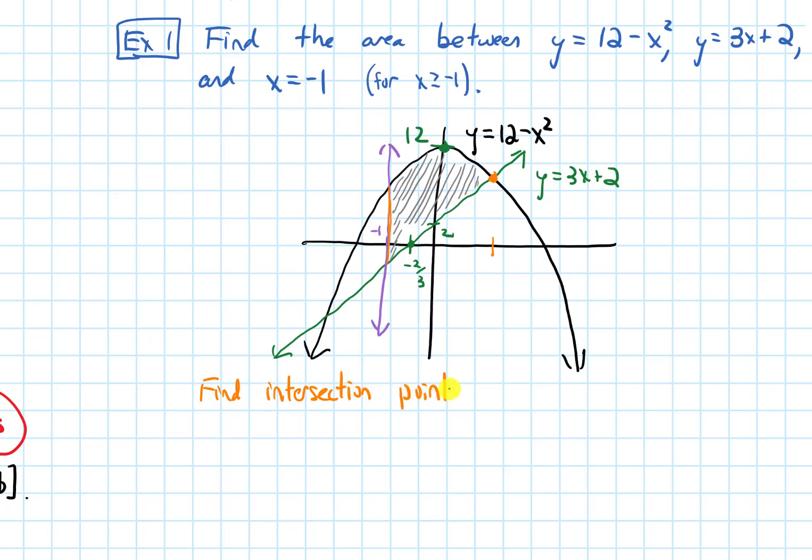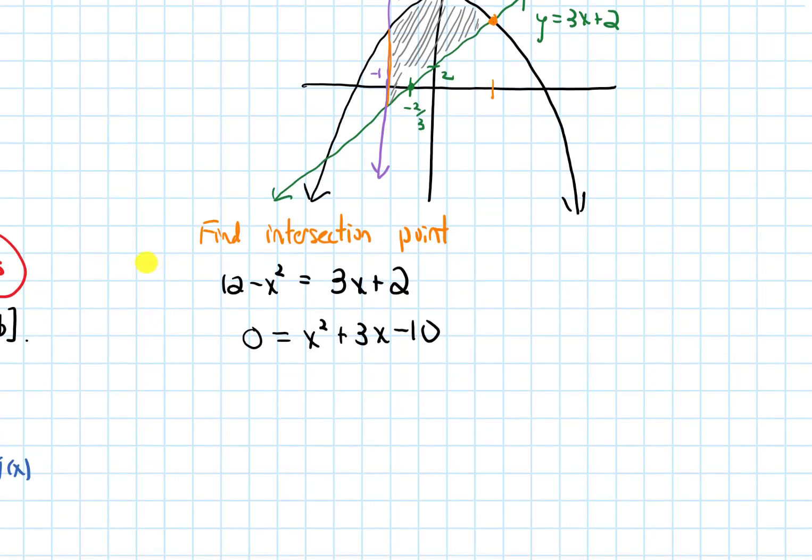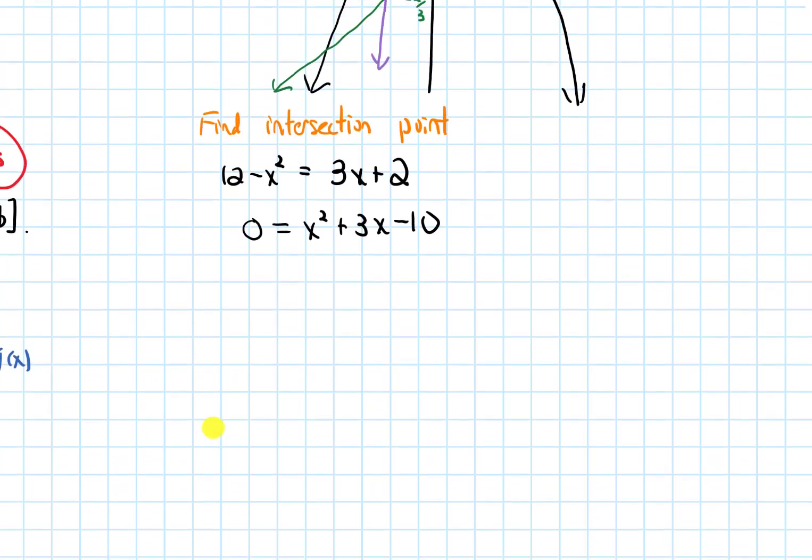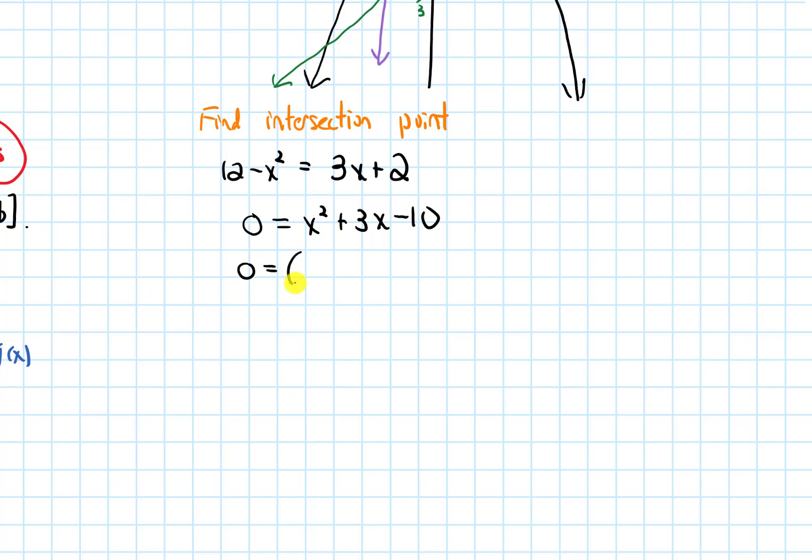So finding that intersection point: we take this parabola equation and that line equation, and since we know what y equals for both of them, we just set those equal. So we get 12 minus x squared equals 3x plus 2. If we rearrange this and move all the terms to the right, we get 0 equals x squared plus 3x minus 10. This quadratic factors pretty easily. We get 0 equals x plus 5 times x minus 2. From there we get that x is either negative 5 or positive 2.